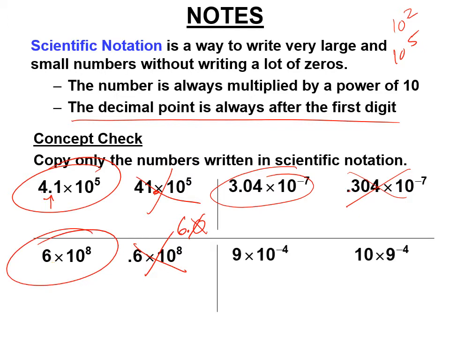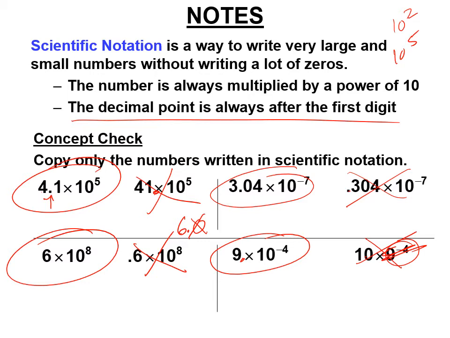9 times 10 to the negative 4th is correct. This one's wrong for 2 reasons. One, it can't start with 10. Second, it has to be times 10 to some power. That's a power of 9. So the correct one is this one. The decimal point is right there.